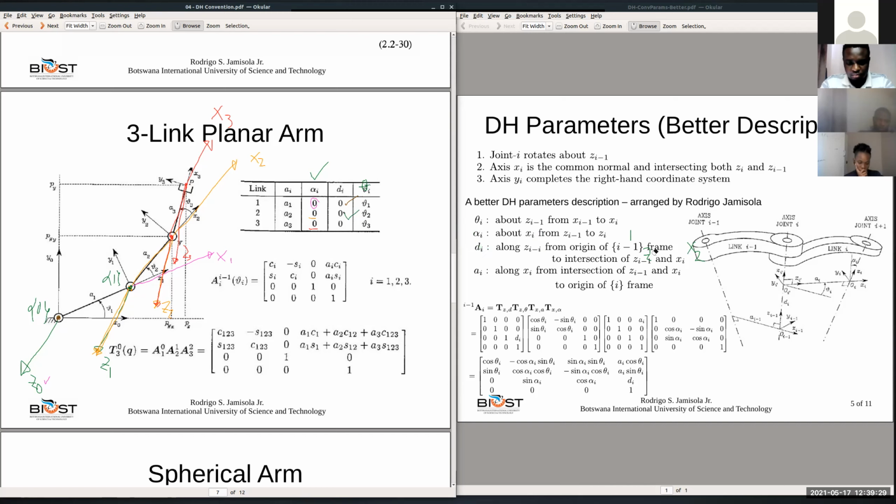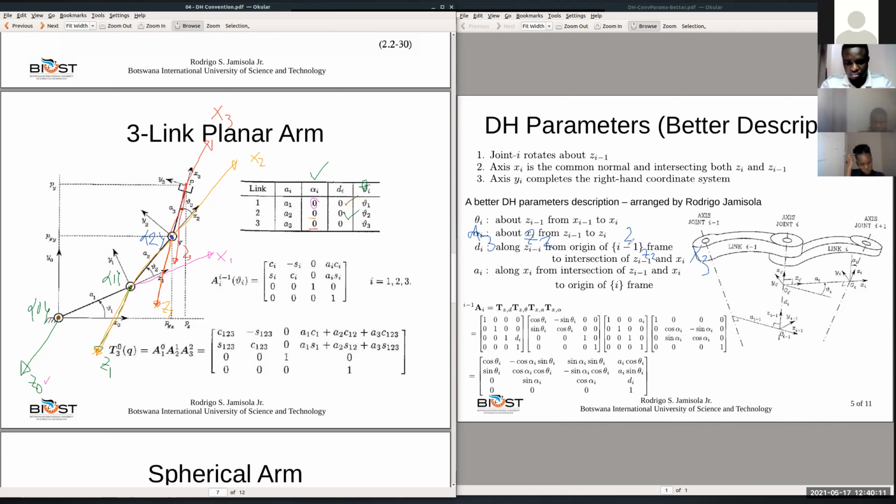So let's finish D3. Maybe you are already seeing the pattern. So D3 along Z2, we didn't even have to see where Z2 is because the origins are already coincident. Origin of frame 2 to intersection of Z2 and X3. So where is the origin of frame 2? This is frame 1, this is frame 2. The origin is here.